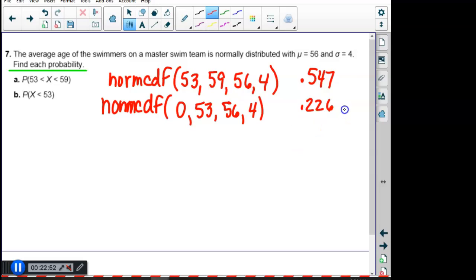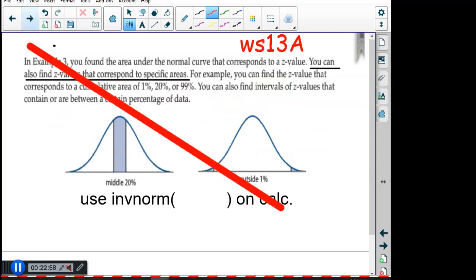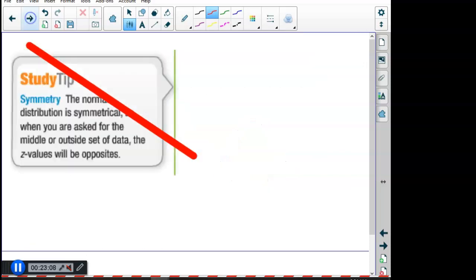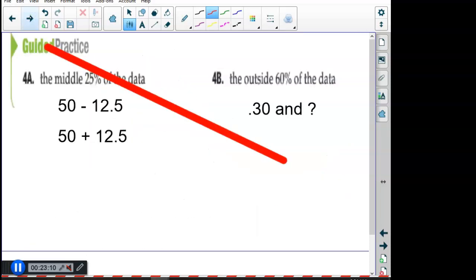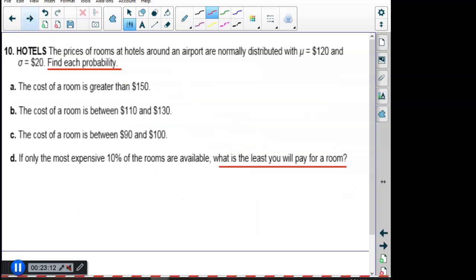Okay. That would round to 7, I guess. All right, any questions? All right, on worksheet 13, I am not going to cover this section. This is working backwards. We're going to skip this all. And let's do this bottom question, number 10, because it's kind of interesting.